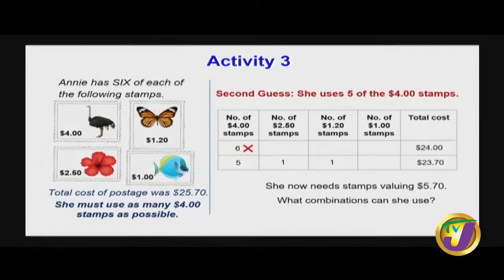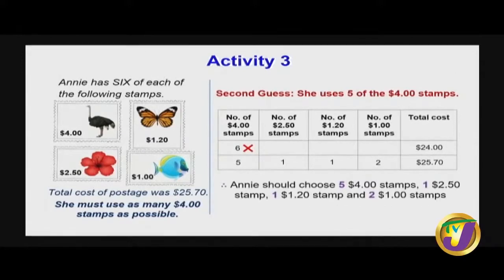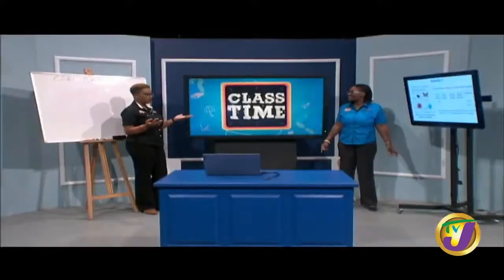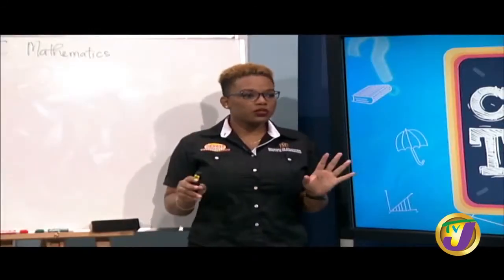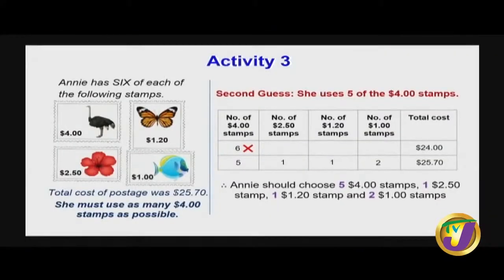Yeah, so when I can use two $1 stamps. Easy. Package post. All right. Easy, easy, cheesy. So we got it on our second guess. All right, so Annie just needs 5 $4 stamps, one $2.50 stamp, one $1.20 stamp, and two $1 stamps.